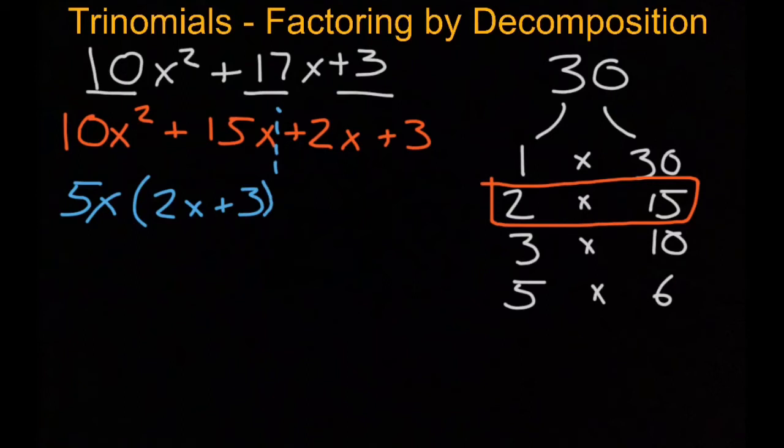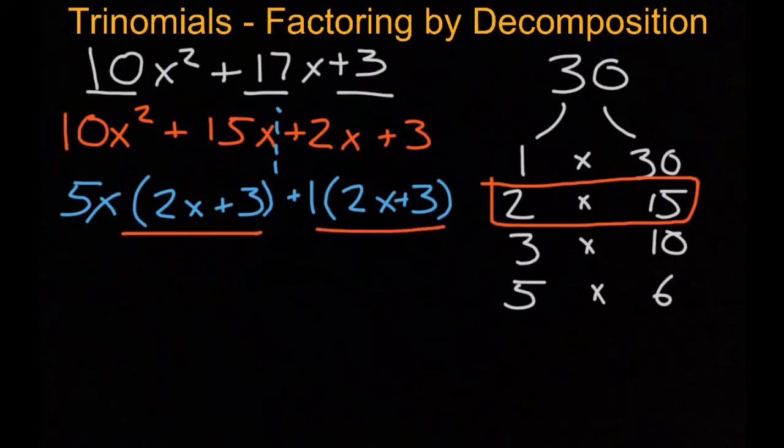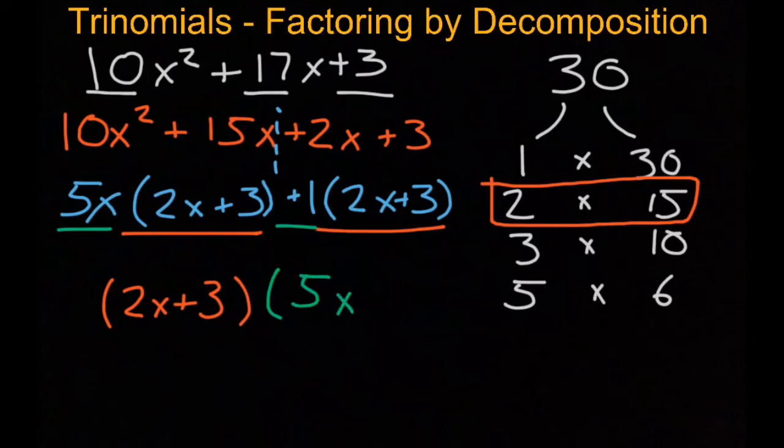For the second part, what can we factor out? We can't really factor out anything, so we'll just put a plus 1 in front of the brackets and have 2x plus 3 inside of the brackets, just like up above. So, what can we factor out from this whole thing here? We can factor out the 2x plus 3 in the brackets. So we'll have 2x plus 3, and what we're left with is 5x and positive 1 here. So we'll have a 5x and plus 1 in the other bracket. And this is our final answer.